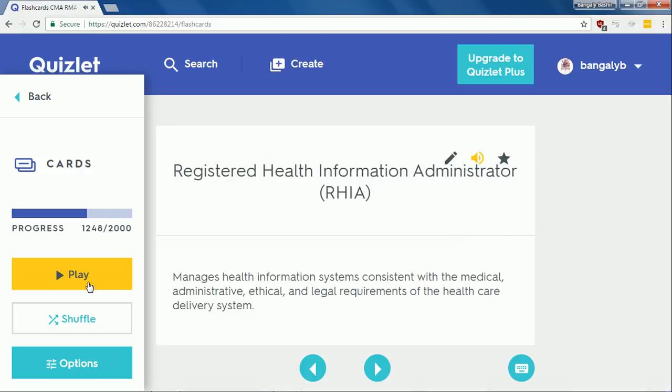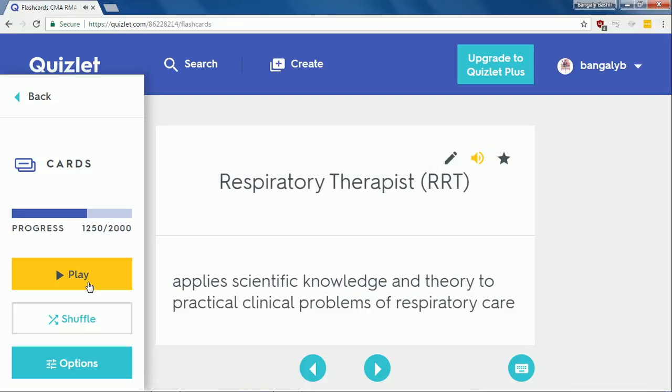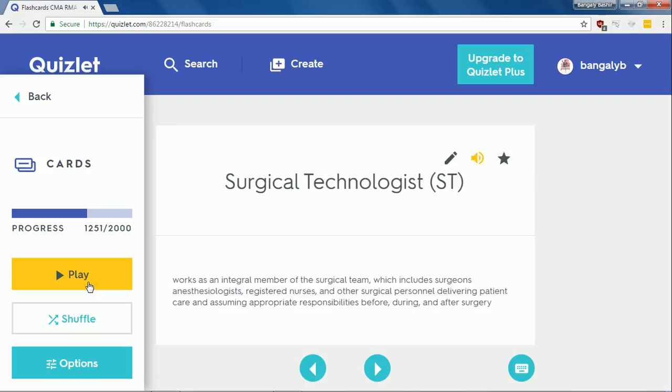Registered Health Information Administrator. Manages health information systems consistent with the medical, administrative, ethical, and legal requirements of the healthcare delivery system. Registered Health Information Technician. Possesses the technical knowledge and skills necessary to process, maintain, compile and report patient data. Respiratory therapist. Applies scientific knowledge and theory to practical clinical problems of respiratory care. Surgical technologist. Works as an integral member of the surgical team, which includes surgeons, anesthesiologists, registered nurses, and other surgical personnel delivering patient care and assuming appropriate responsibilities before, during, and after surgery.